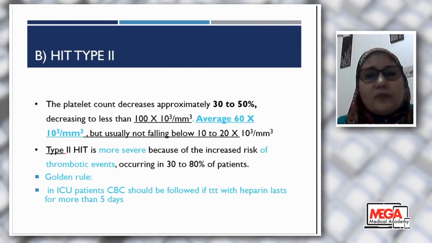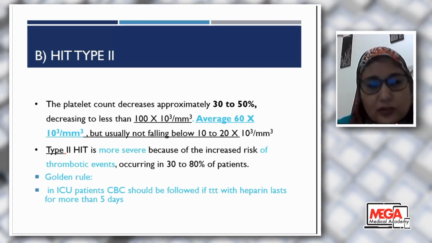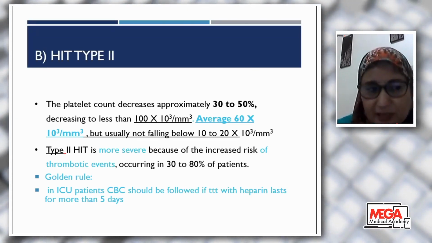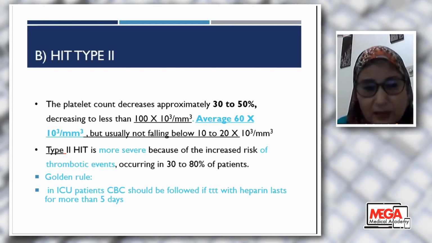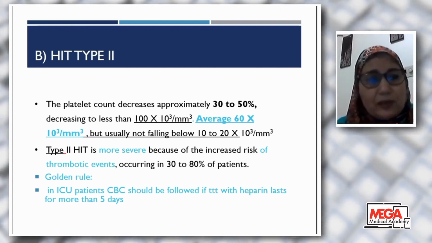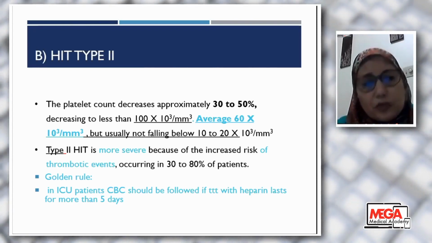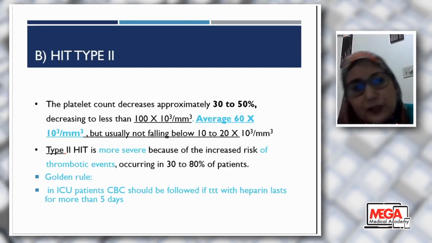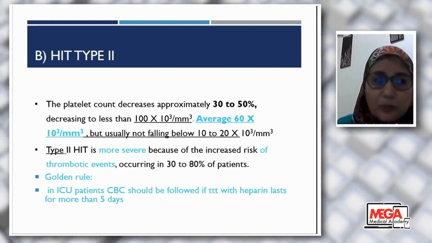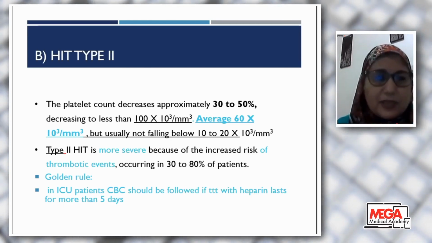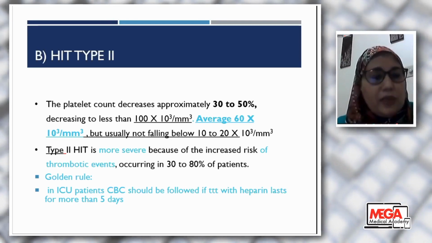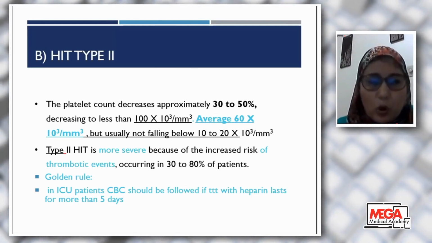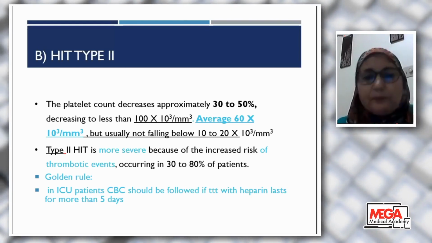To revise it again, the platelet count will start to decrease after 5 to 10 days. The reduction will be in the range of 30 to 50%. The average count of the platelets in the range of 60,000, never below 20.